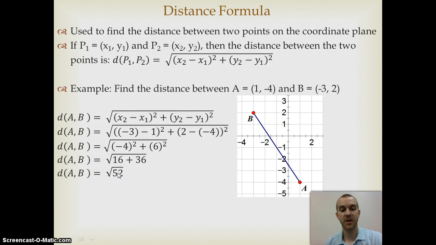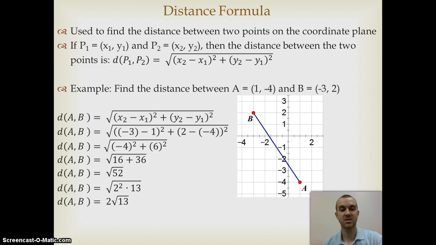Now I need to simplify that, and I can get that down to 4 times 13, and 4 would be 2 squared times 13, so just factoring the number. And now I can simplify this by pulling out the 2, so this is 2 times the square root of 13.